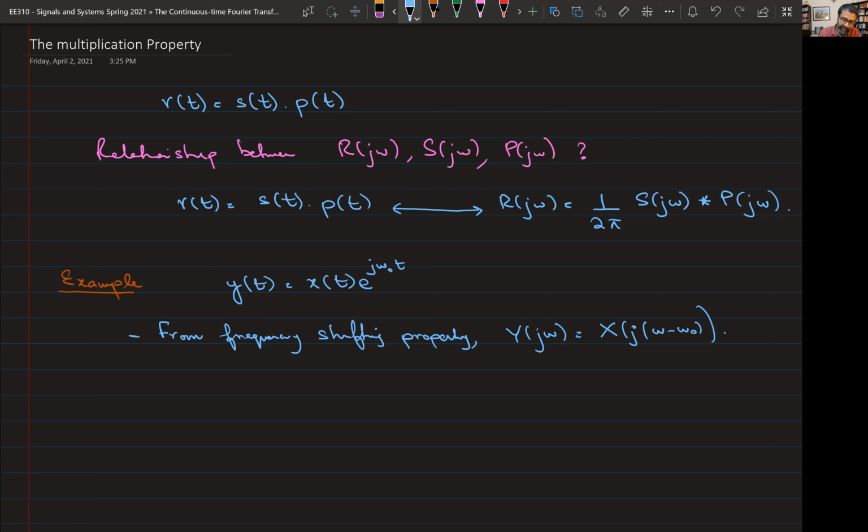The question is: derive the property using the multiplication property. So how do you do that? Derive this result.